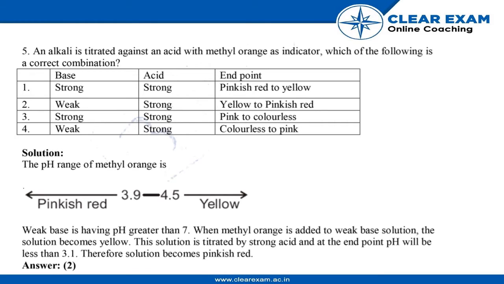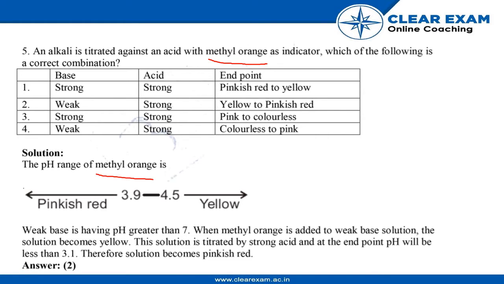Now let us discuss question 5. The question is, an alkali is titrated against an acid with methyl orange as an indicator. Which of the following is the correct combination? There are 4 different combinations that are given to us.